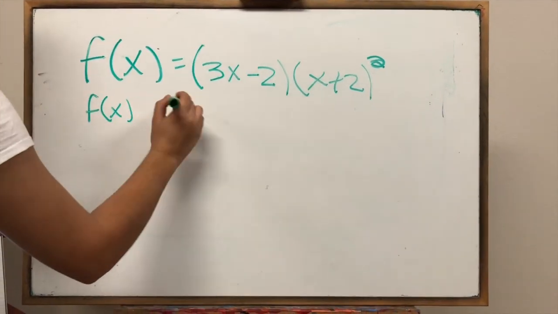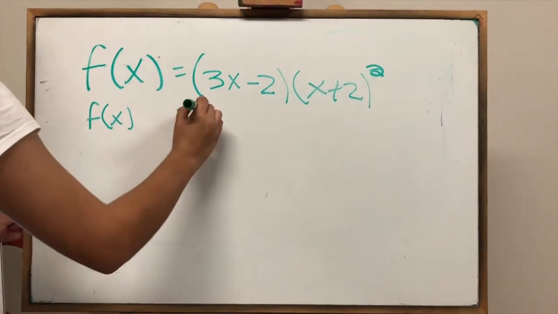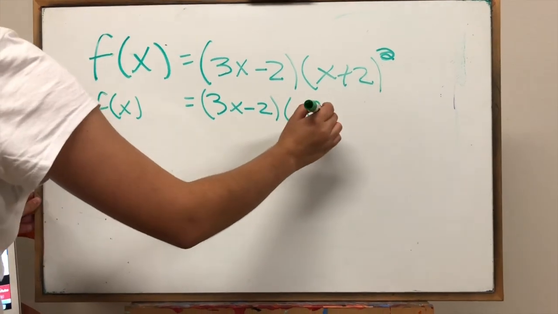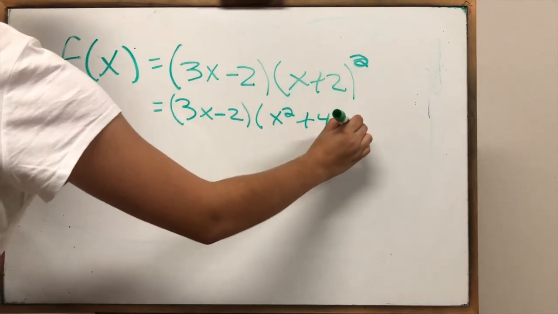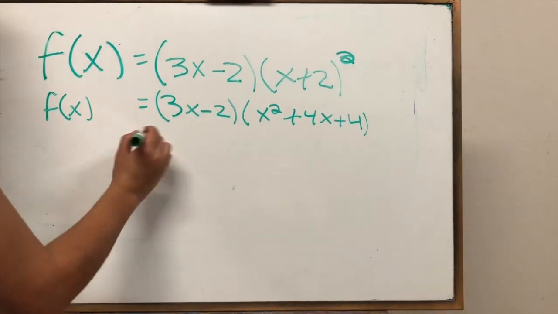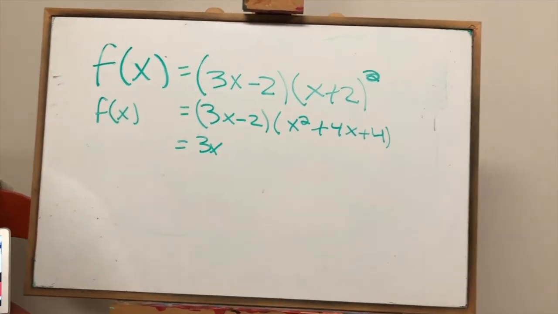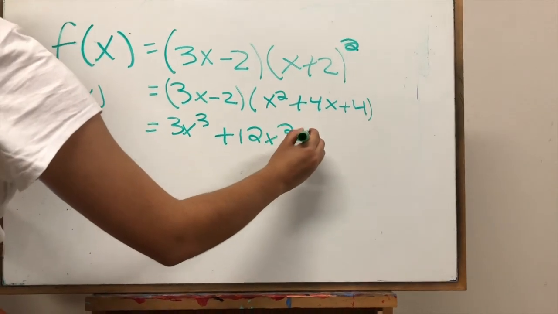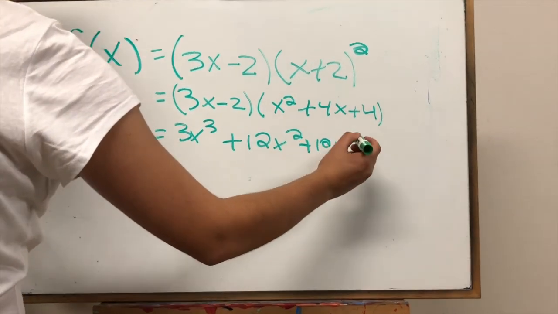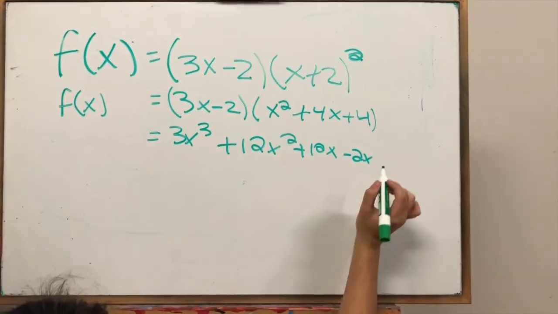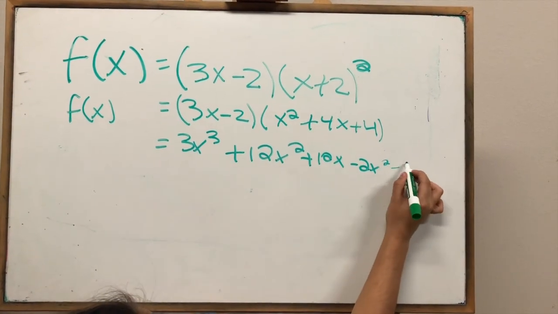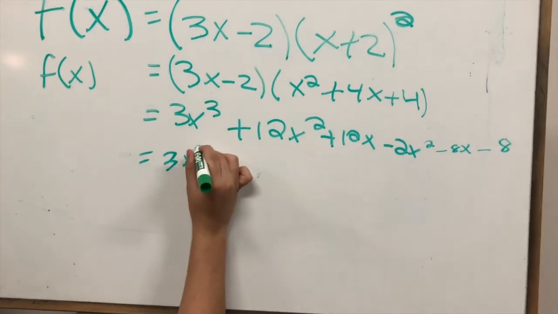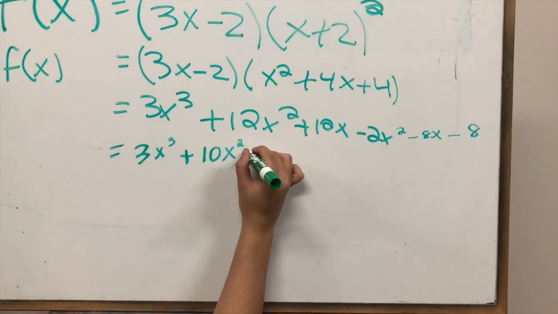First, you have to FOIL the x plus 2 squared, so that would be x squared plus 4x plus 4, and then you leave your 3x minus 2 because it doesn't have any exponents attached to it. Now you have to multiply these two, and you'll get 3x cubed plus 12x squared plus 12x minus 2x squared minus 8x minus 8. You combine like terms and you'll get 3x cubed plus 10x squared plus 4x minus 8.